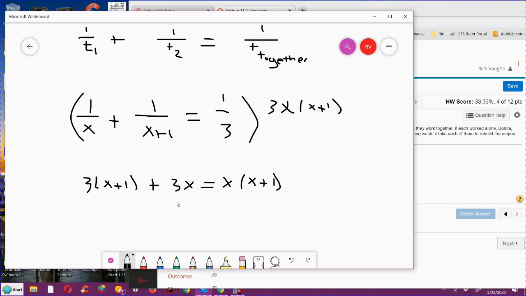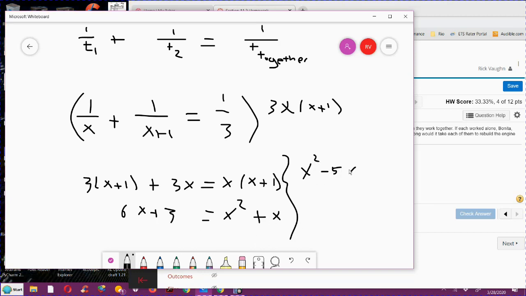Now, this is a quadratic equation. I just need to multiply everything out and get it over to the same side. So here I have x squared plus x. And on this side, I have 3x plus 3x is 6x plus 3. So I'm going to subtract the 6x over, subtract the 3 over, and I finally arrive at my quadratic equation. x squared, I had plus x minus 6x, so now it's minus 5x. And then the minus 3 comes over, and all that equals 0.